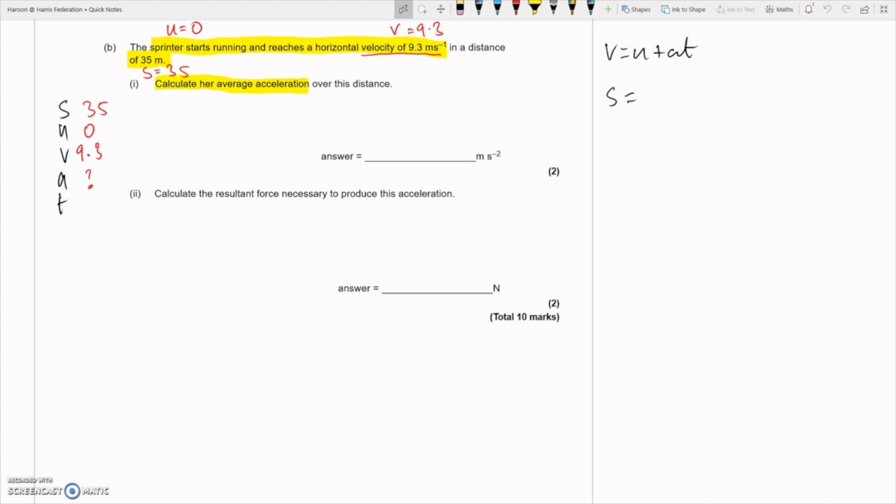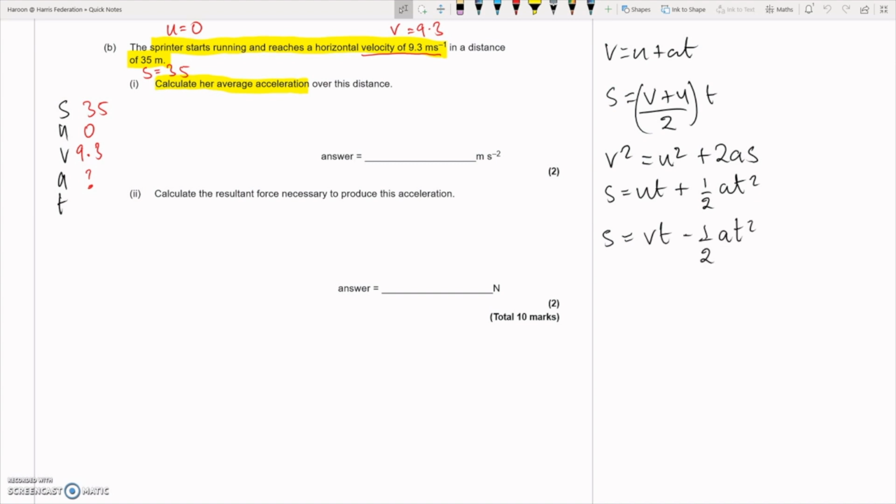We know that S is equal to (V plus U) divided by 2, times T. We know V squared is equal to U squared plus 2AS. We also know S equals UT plus a half AT squared, and S is equal to VT minus a half AT squared. I can see from the equations that I've written down that the one suitable for this is V squared equals U squared plus 2AS, because I have my V, I have my U, I have my S, and I want to calculate A.